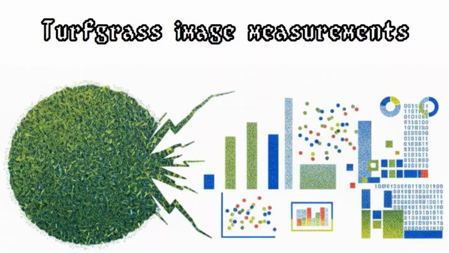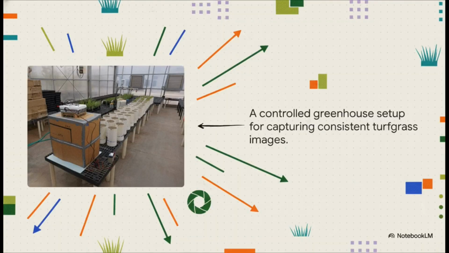You know, the first rule of getting good data is creating a good setup. You can't just wander into your backyard and snap a random picture. Nope. To get results you can trust, you need a controlled environment, just like this greenhouse here. We're talking about totally consistent lighting, a locked camera exposure, a custom white balance. Basically, you nail down every single variable. So the only thing that's changing from one picture to the next is the grass itself.